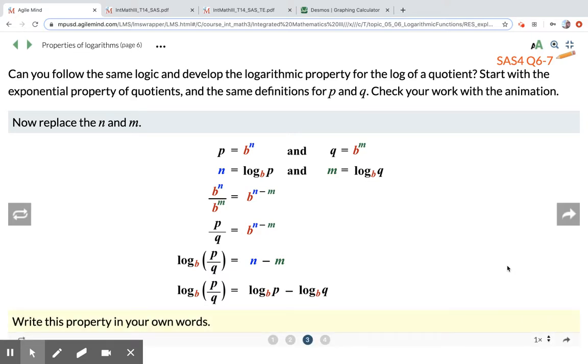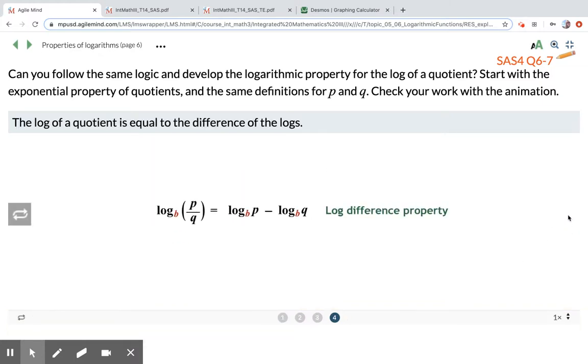Hey. We called that last one the log sum property. What do you think we call this one? Let's fill this in on number 7. What do we call this one? Come on. It's the log difference property. So the log of a quotient is equal to the difference of the two logs.